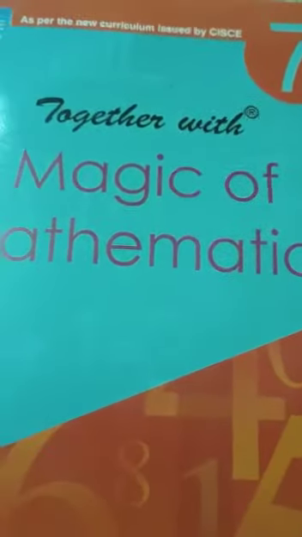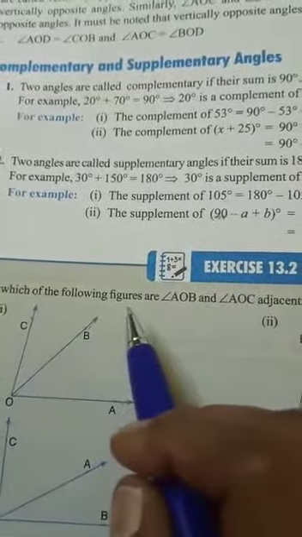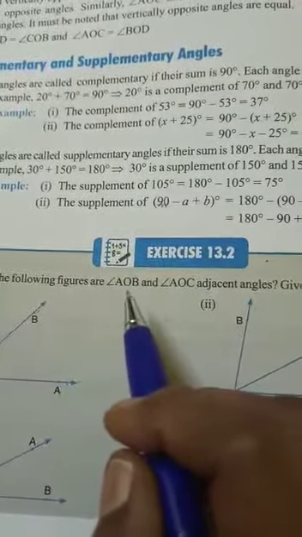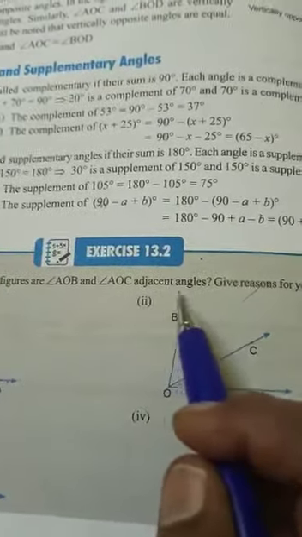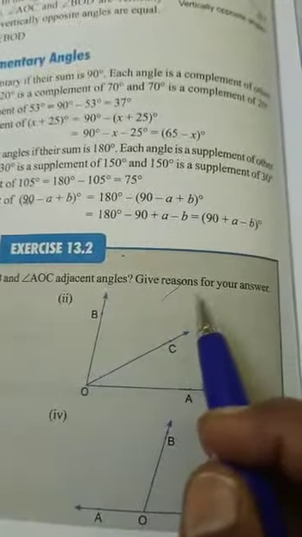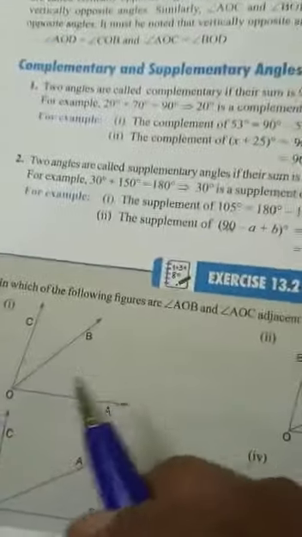Now, our next exercise 13.2 we will start. Exercise 13.2 question number 1. In which of the following figures are angle AOB and angle AOC adjacent angles? Give reason for your answer. In this question, 4 figures are given: 1, 2, 3, 4. First of all, draw the first figure in your notebook.